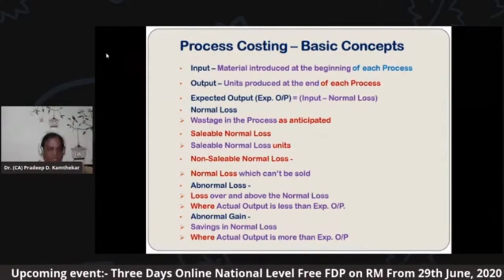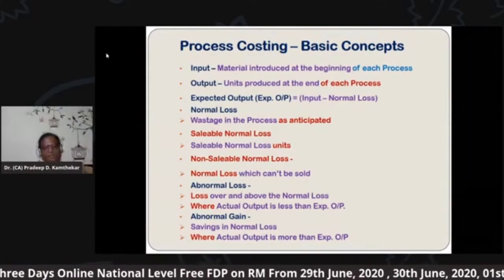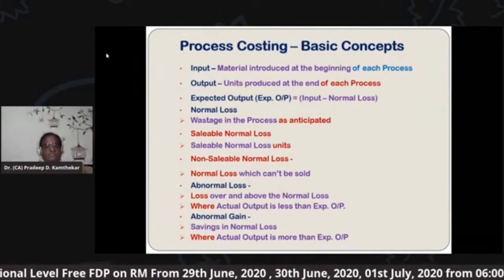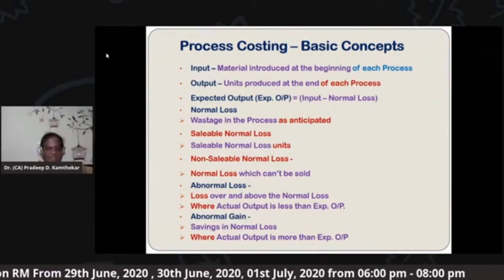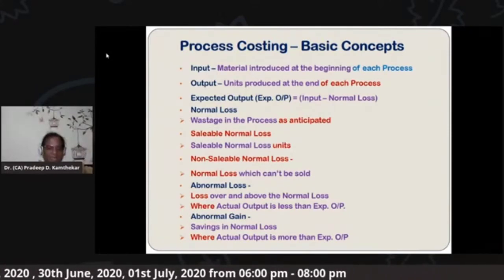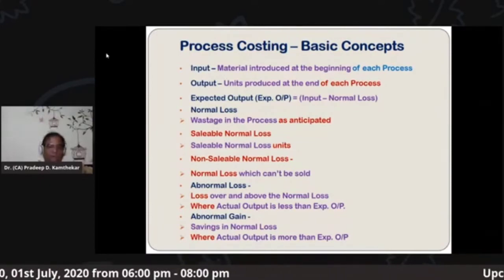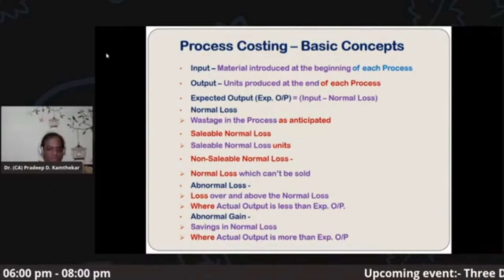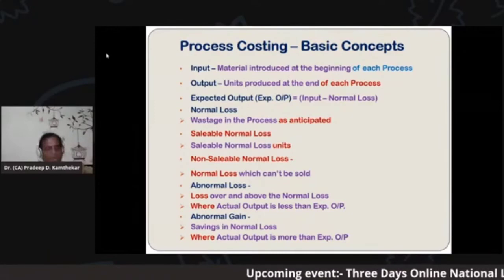is abnormal loss. When actual output is more, then it is abnormal gain, that we'll see in the next para. But when actual output is less, then there is more loss, that is abnormal loss. Now abnormal gain. What is abnormal gain?